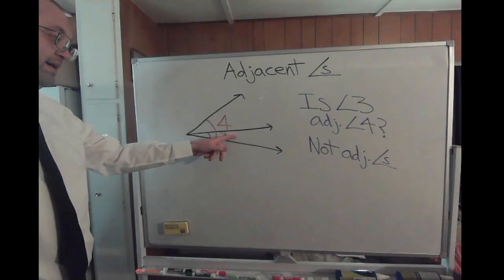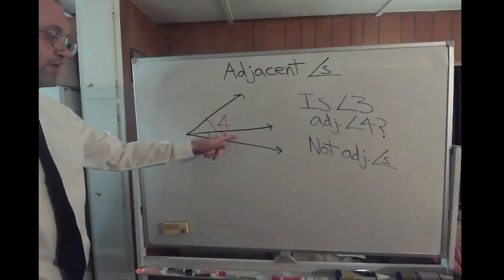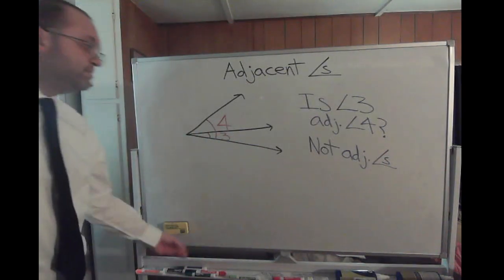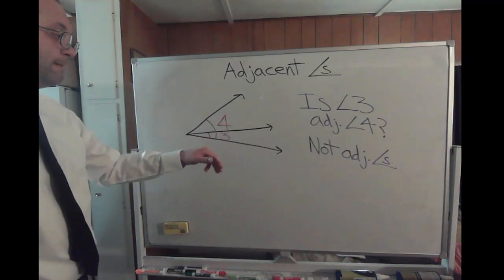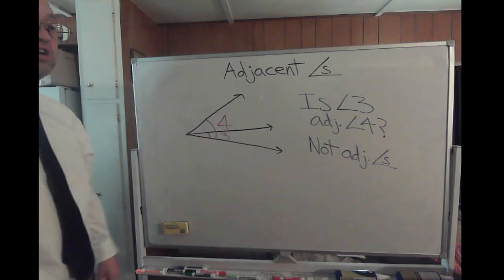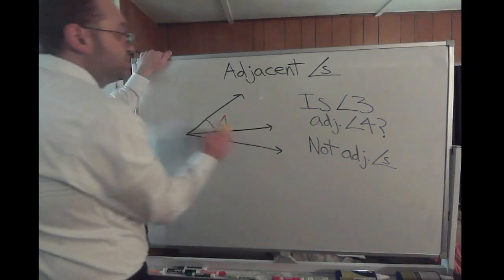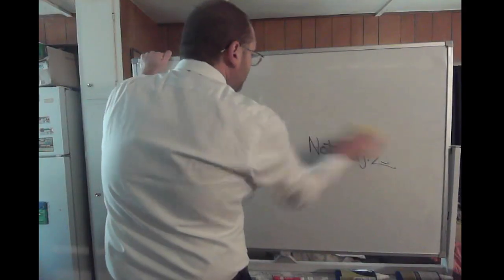Angle 3 is a subangle of angle 4, granted, and it has the middle ray, but angle 4 doesn't contain the middle ray at all. If you have one angle that's a subangle of the whole thing, like angle 4, then it's not going to be an adjacent angle. It's simply a subangle. It's not an adjacent angle. So that's a case where it may seem like an adjacent angle, but it's not.